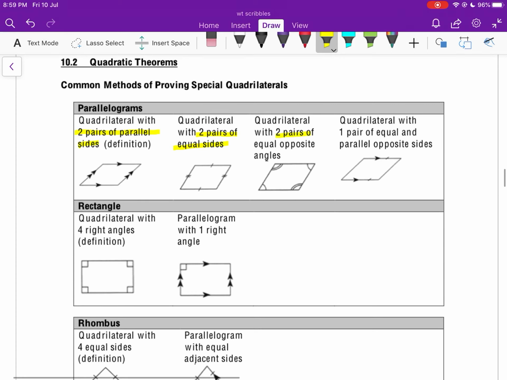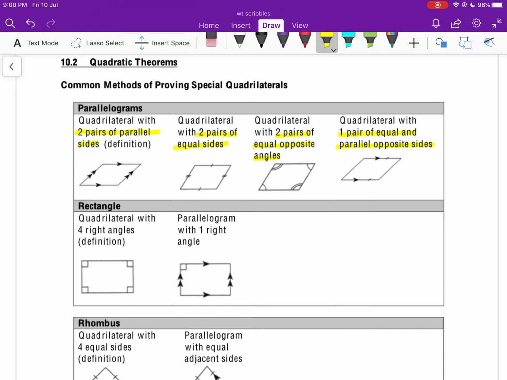2 pairs of equal opposite angles, you can assume that it is a parallelogram. Next, a pair of equal and parallel sides. So as long as you have one pair of equal sides and they are parallel, you can conclude that it's a parallelogram.